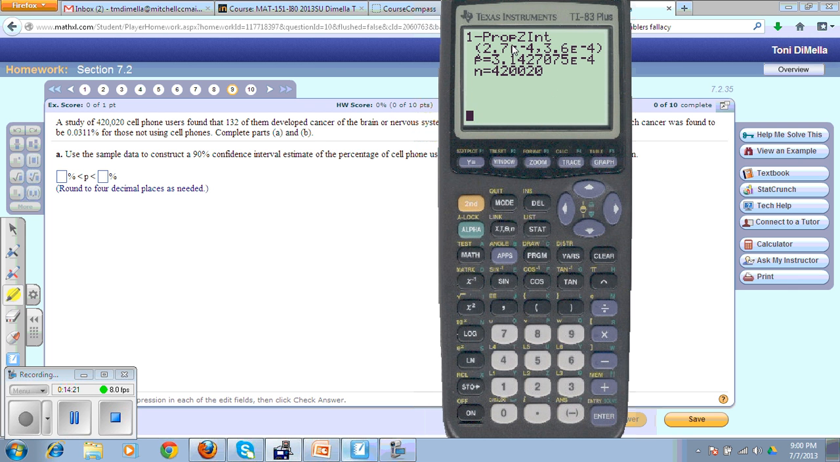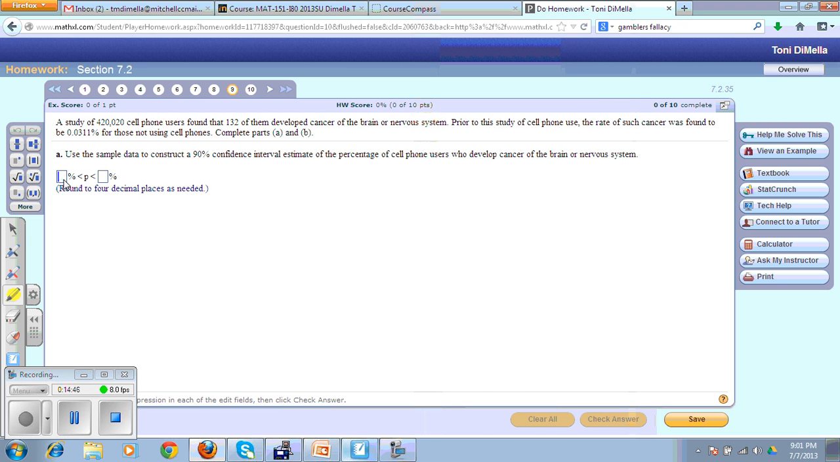Done. Now here's the tricky part. See the little E's? We need to move these back 4 spots. So this is 0.00027. If I take this decimal point and drag it back to the left 4 spots, this rounded to 4 decimal places is 0.0003, and that's my low end.